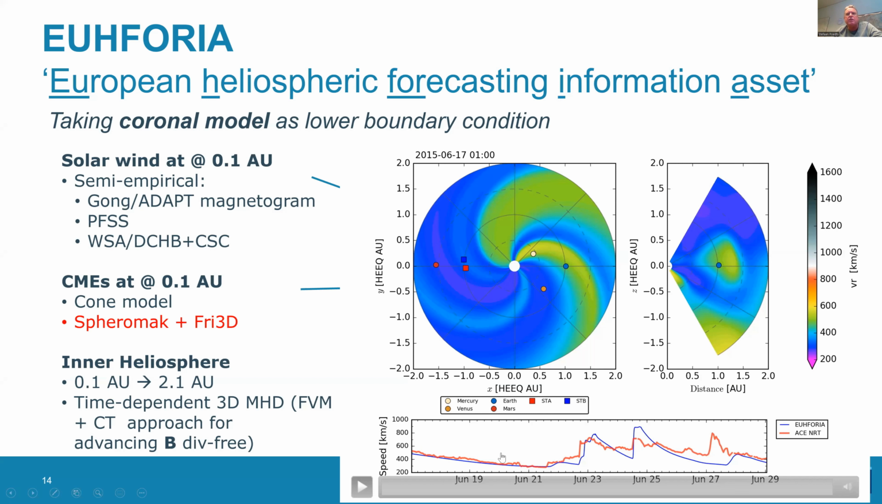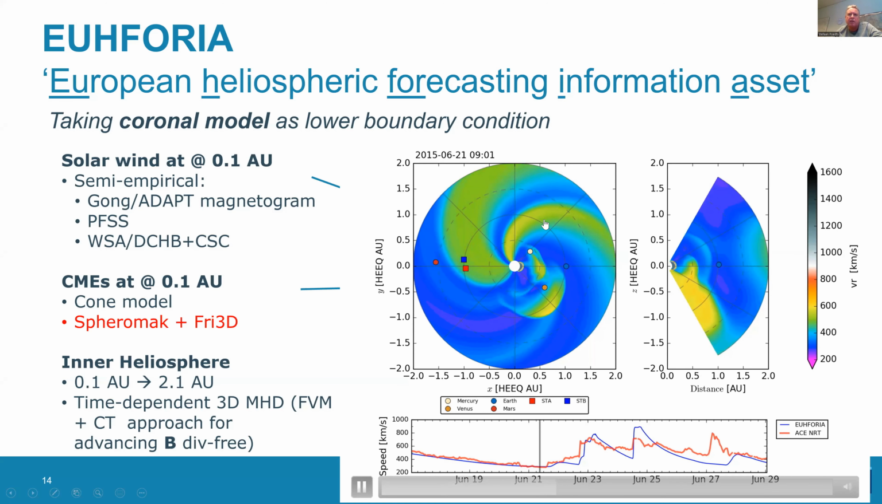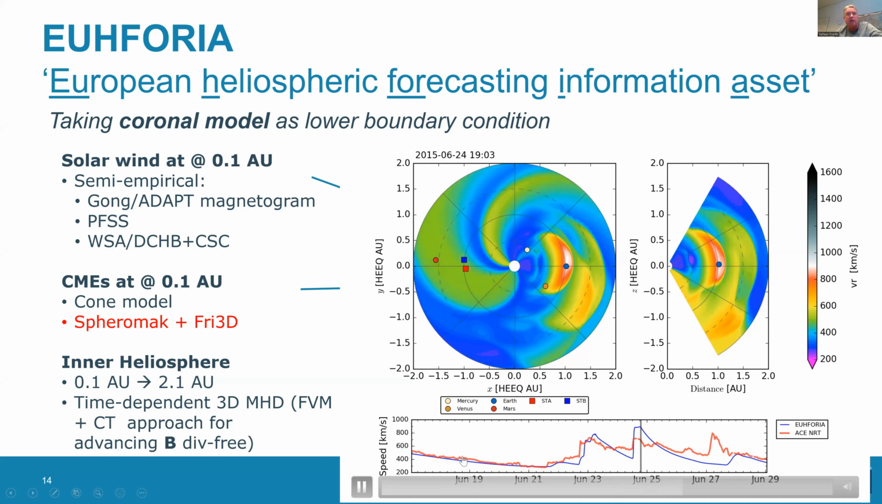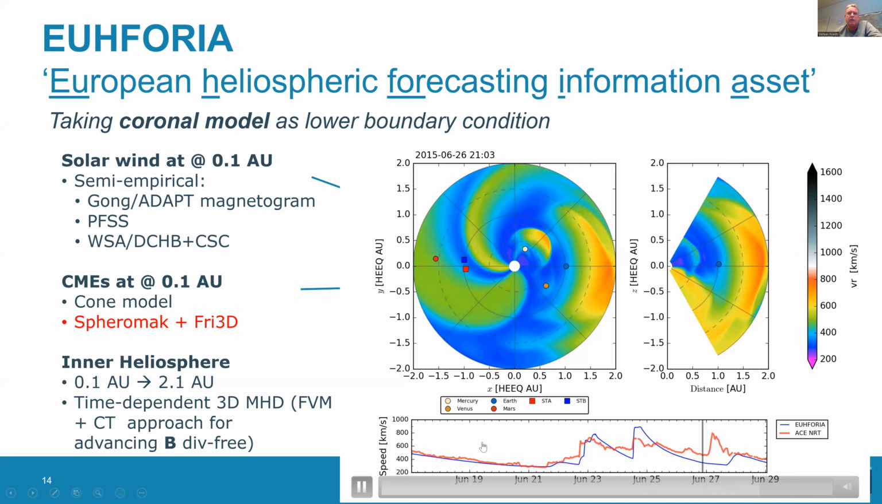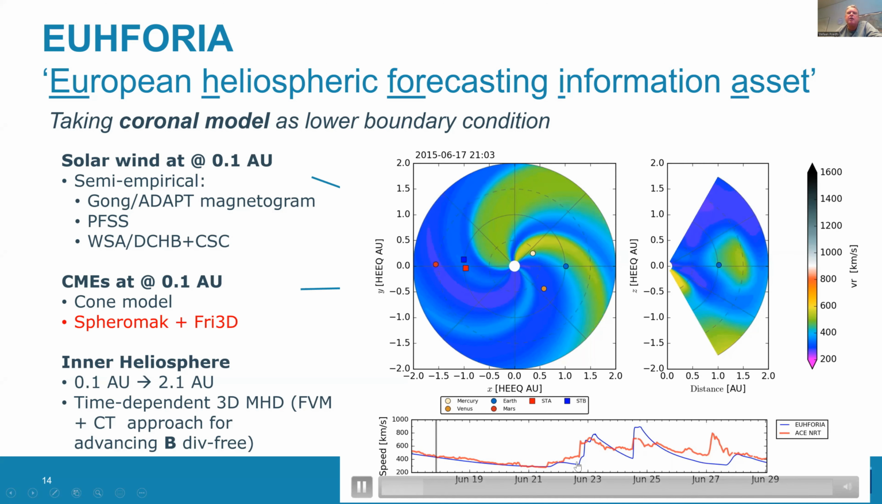At the bottom, you see a comparison. Well, I should maybe run this movie. So you see the solar wind is rotating. Then on top of that, we get the CMEs. For this particular period, there were 6 CMEs. At the bottom, you see a comparison of the data just in front of the Earth at L1 in red, and in blue is the simulated data with EUHFORIA.